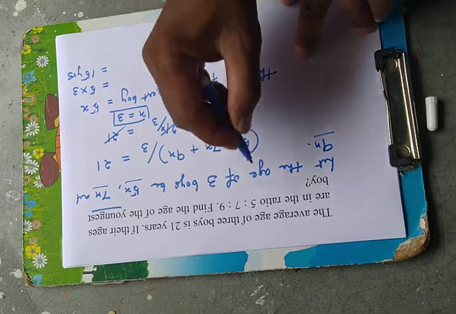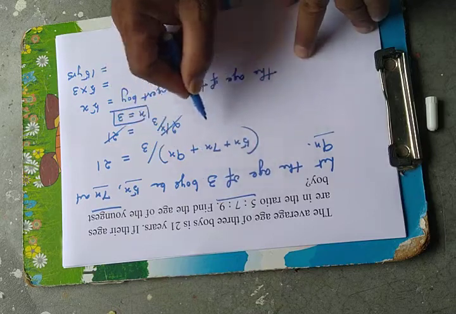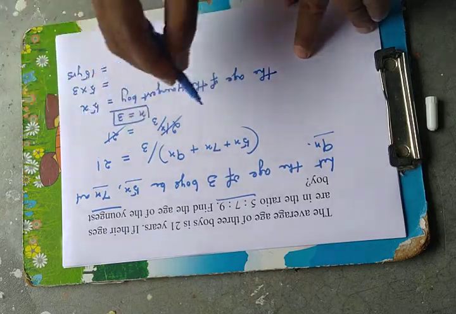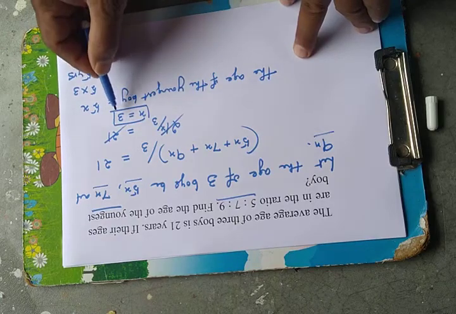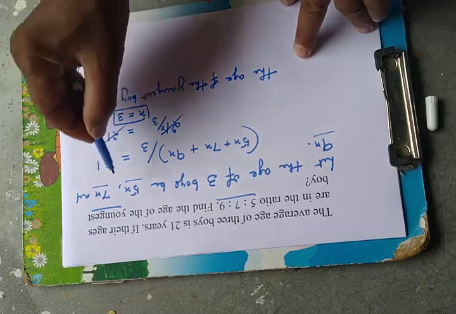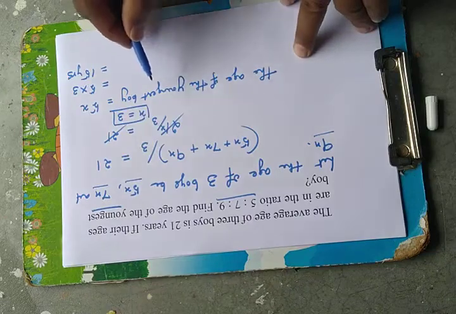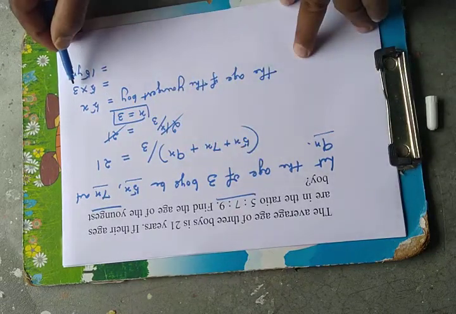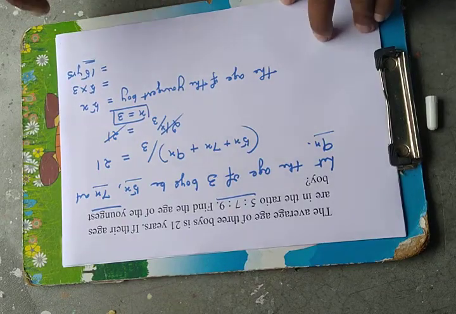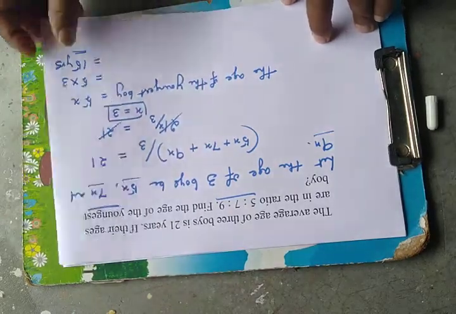First, the average and ratio are given. We add the ratio parts, whose average is 21. That's the reason we use this average, cancelling both sides, and we get the x value. After finding the x value, we have to find the youngest boy's age. The youngest boy among the 3 is the one with the smaller ratio value, 5. Therefore 5 into x gives 15 years. This is the youngest boy's age.